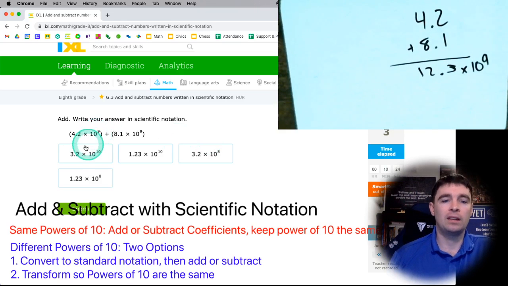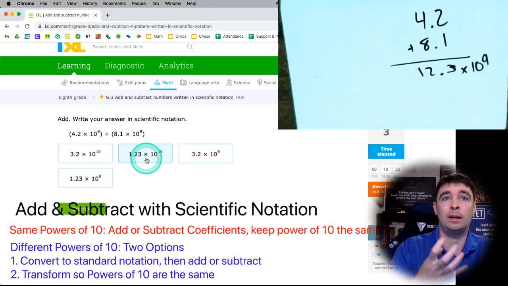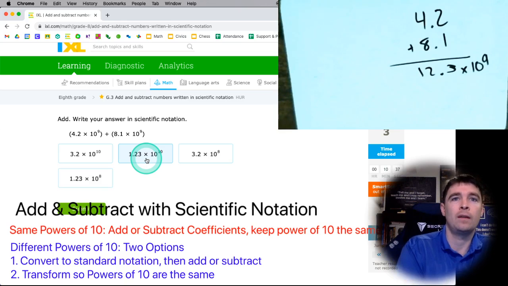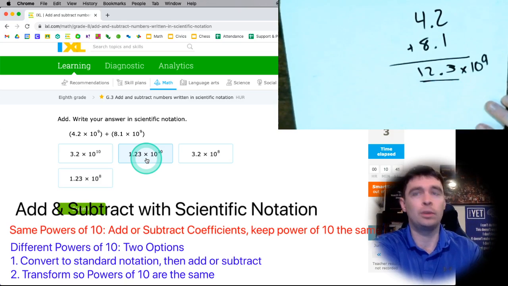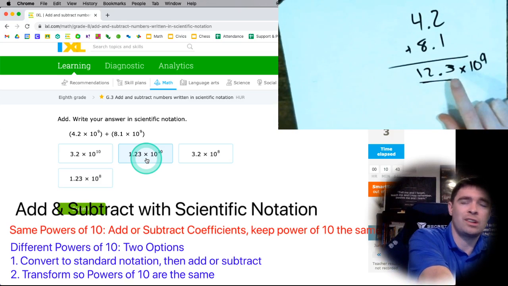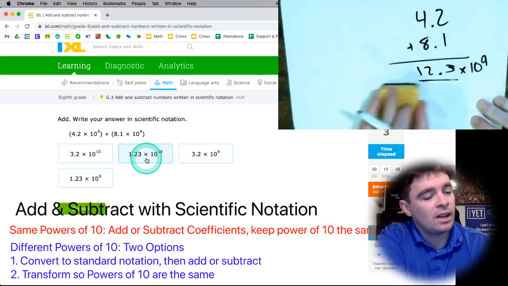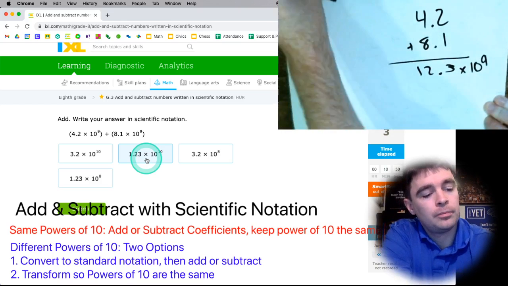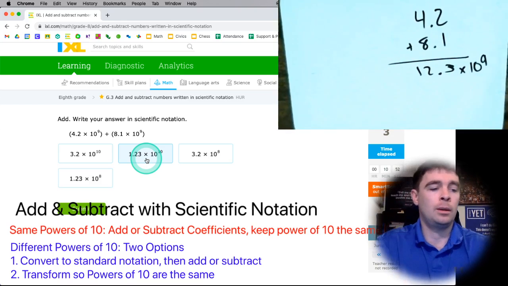But when I look at my answers, I don't see the coefficient 12.3 anywhere. I see 1.23, which is very similar to 12.3. It's just a power of 10 smaller, where the decimal points move. And that's actually going to be one of our answers. What we see here that's important: sometimes when you use this addition rule, you're going to get the coefficient ending up being too large for scientific notation. Scientific notation requires that this coefficient be less than 10.